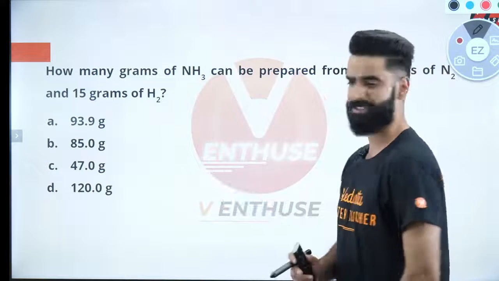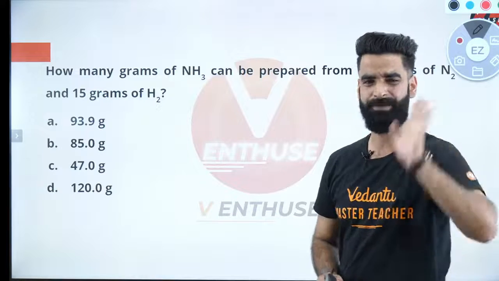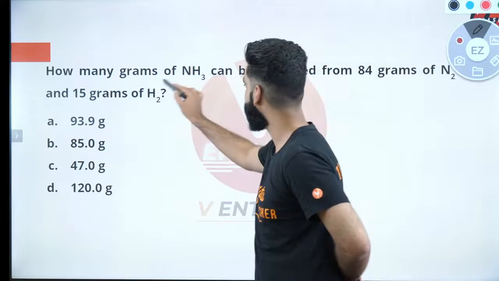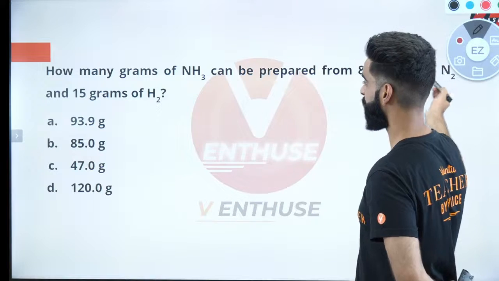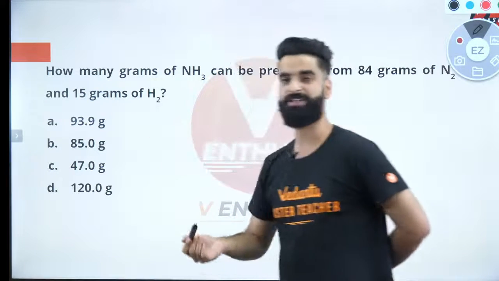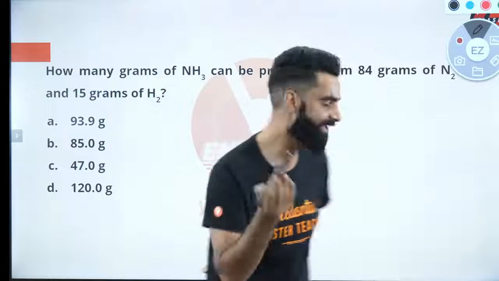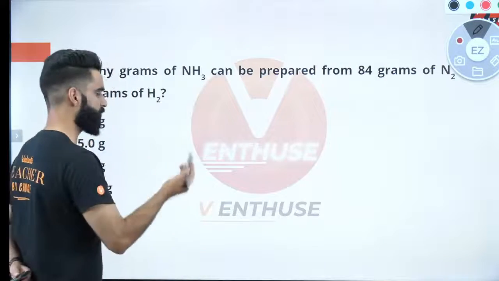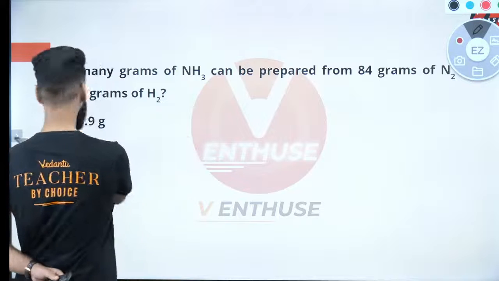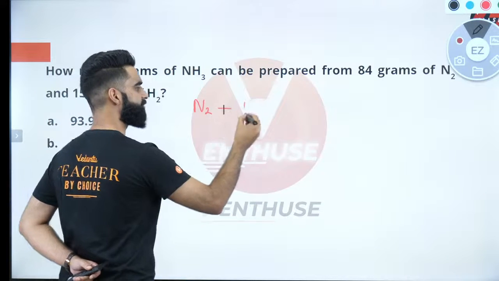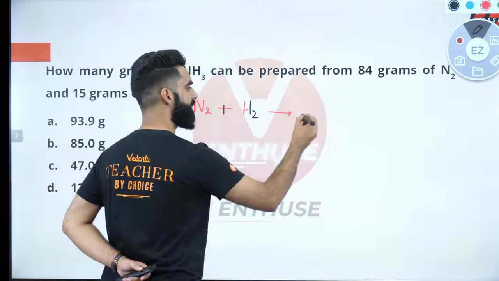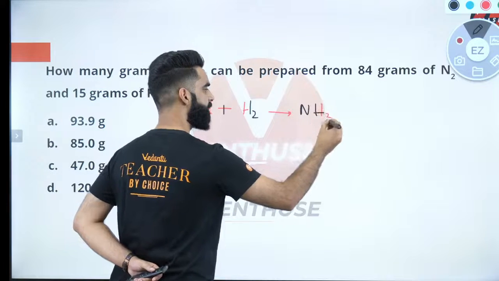Okay, let's get started with this question, guys. It's again a very, very simple question. Have a look. How many grams of NH3 can be prepared from 84 grams of N2 and 15 grams of H2, right? Very, very simple question. First of all, you should know the reaction when N2 reacts with H2. It gives what? It gives your NH3, right?